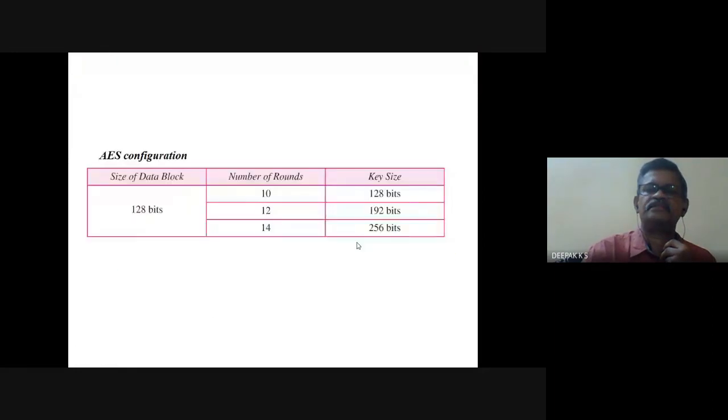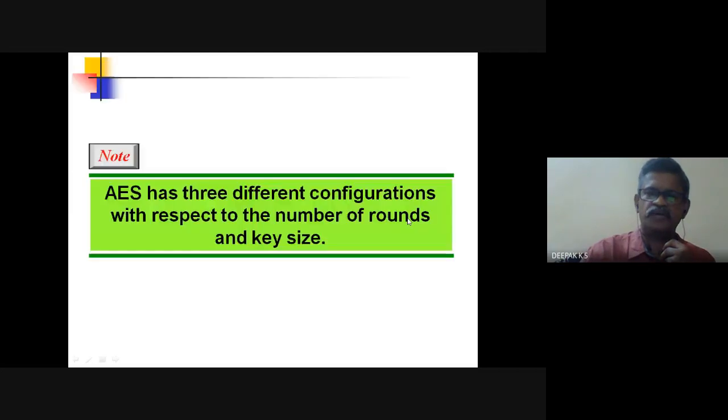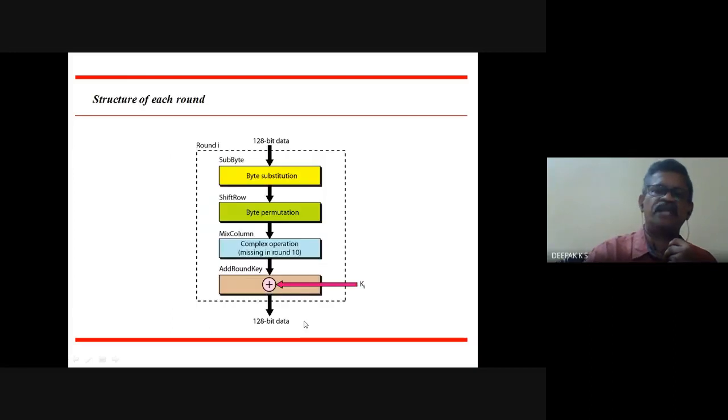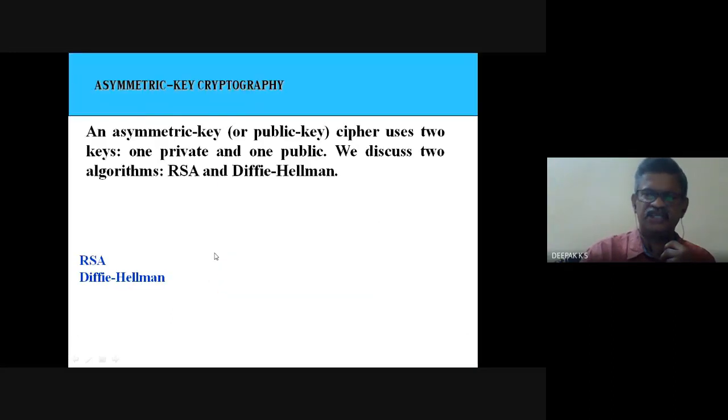So that is basically with regards to the number of rounds and with regards to key size. You have different configurations, and I have just shown one configuration of 128 bit in which there are 10 rounds, and in which each round is a cipher like this. So that is how DES and AES work. Both are symmetric.